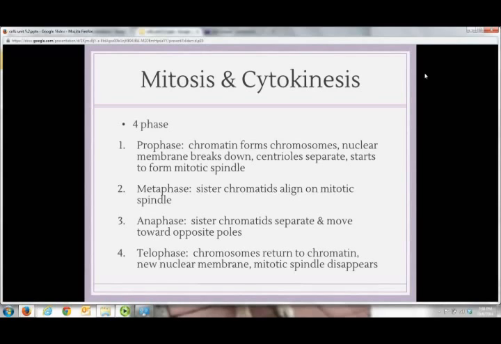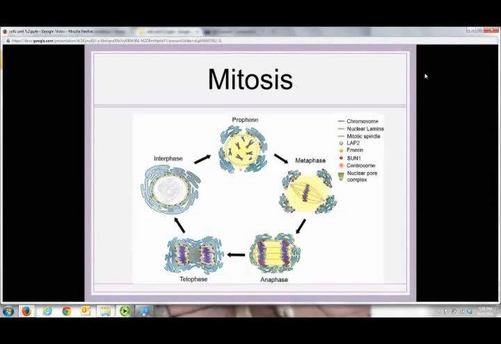During metaphase, the sister chromatids are going to align along that mitotic spindle. They will line up along the center. During anaphase, the sister chromatids are going to separate and move towards the opposite poles of the cell. And finally, during telophase, the chromosomes will return back to chromatin. So we uncoil that DNA so that it can be used in the cell again. You'll form a new nuclear membrane and the mitotic spindle disappears.